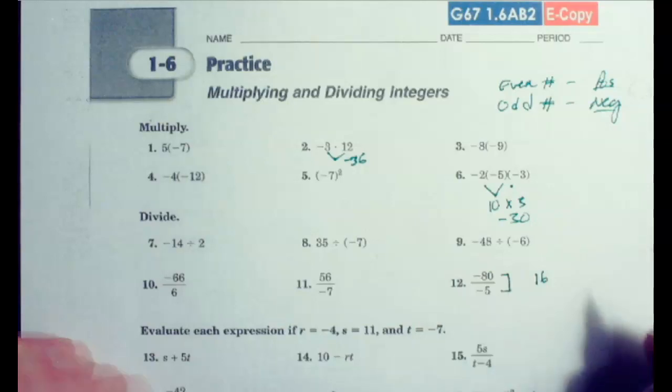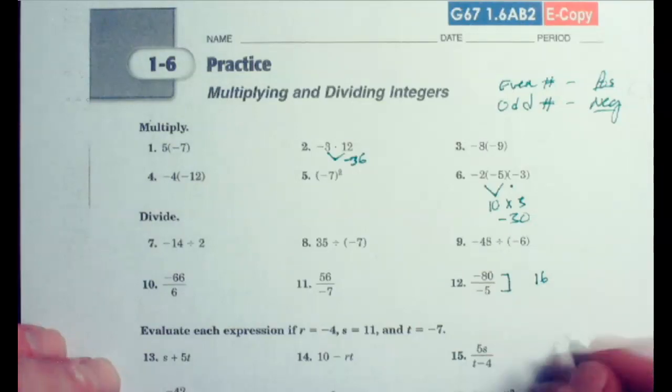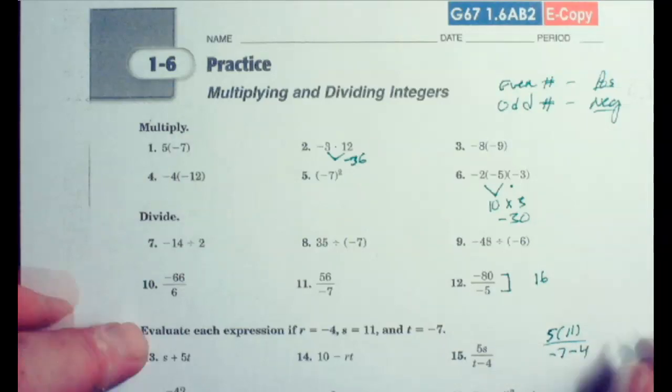Okay, let's get down to the heart of the matter here. Let's take a look at 15. We have to substitute in these values and see if we can figure this out. So we've got 5. Remember to put it in parentheses. S is 11. And then that's over t minus 4, and t is negative 7 minus 4. Okay, now you just do this step by step, just like it was an order of operations thing. So this is going to be 55.